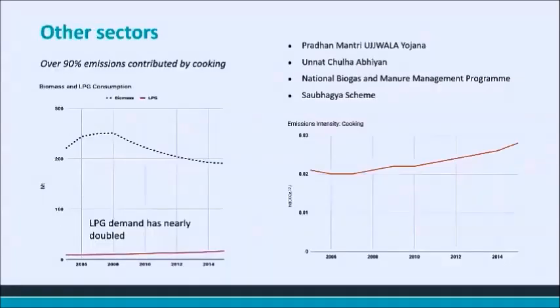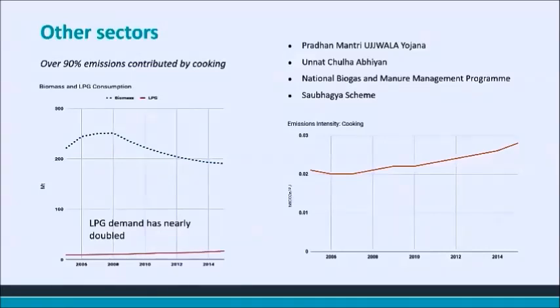Another contributing factor to our increase in emissions intensity is the group of subsectors referred to as other sectors by the IPCC. This comprises residential, commercial, agricultural, and fisheries-related energy. If you look at the activities that contribute to GHG emissions from the other sectors, you'll find that cooking accounts for over 90% of it.